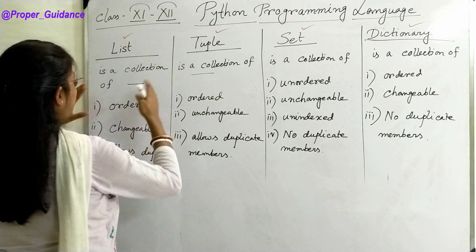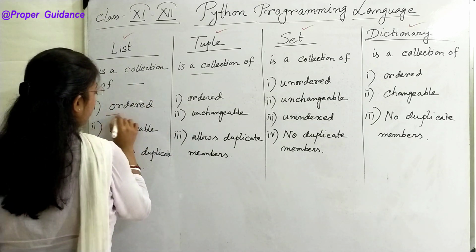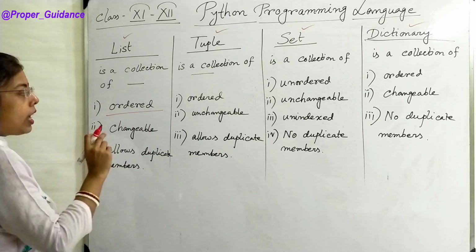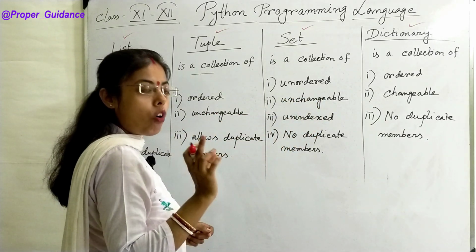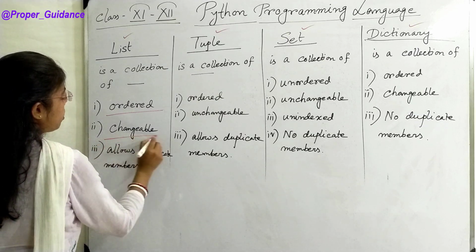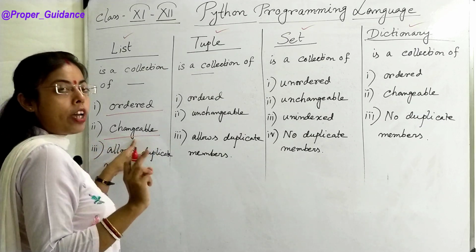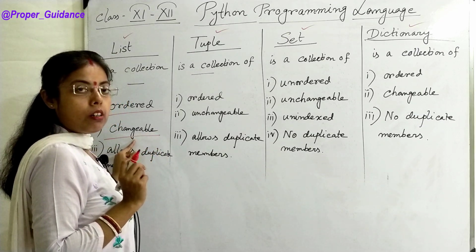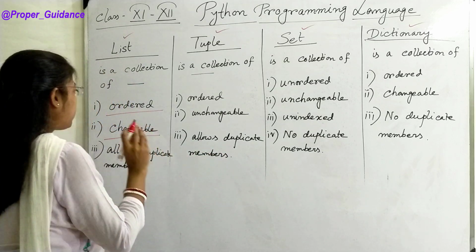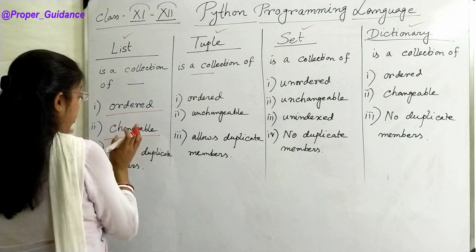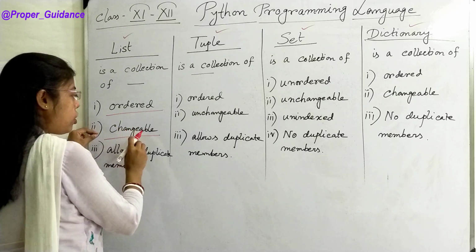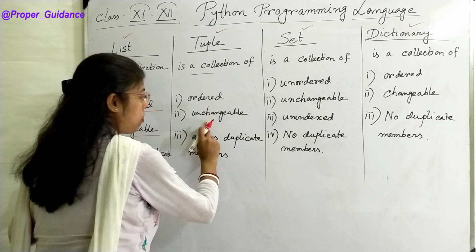See, list is a collection of, first point, ordered elements. All the elements will be in an order. Next, changeable. You can't change any data item in a tuple. This is changeable: you can change in a list and it is unchangeable in a tuple.